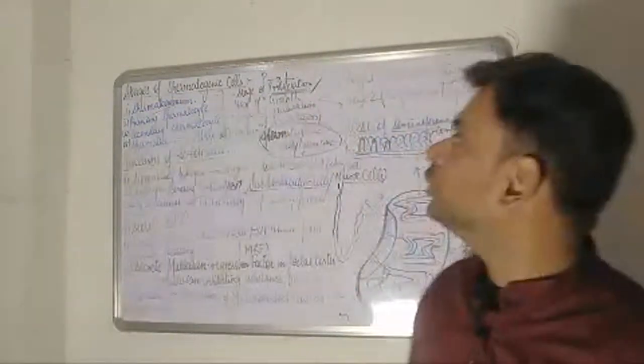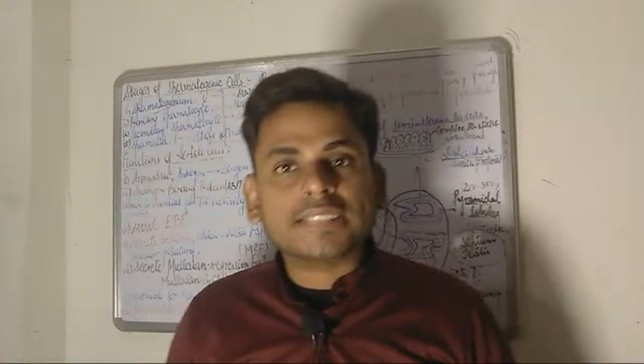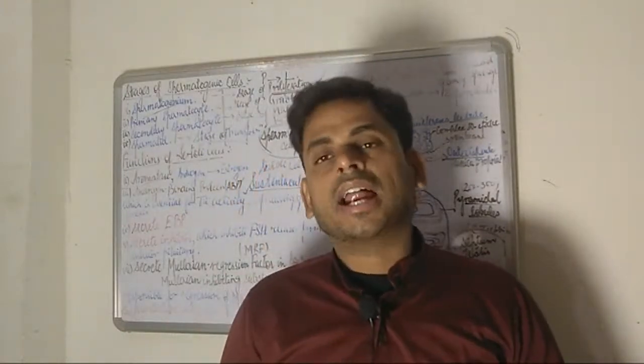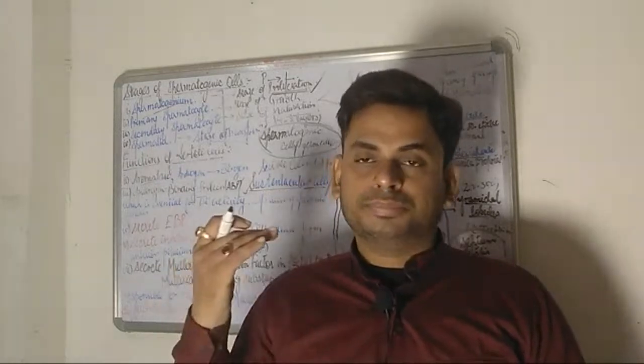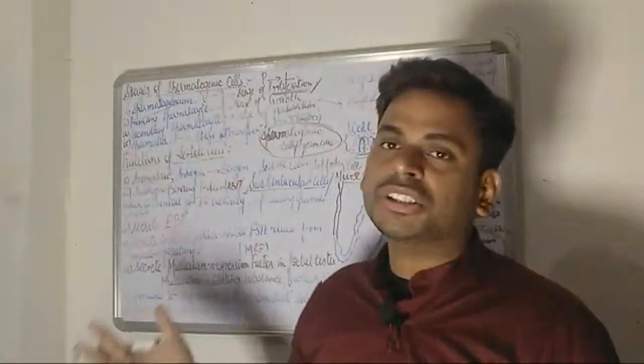So students, this was a short discussion about the different stages of spermatogonia and the process as to how the sperm gets matured, and the different functions of the Sertoli cells.